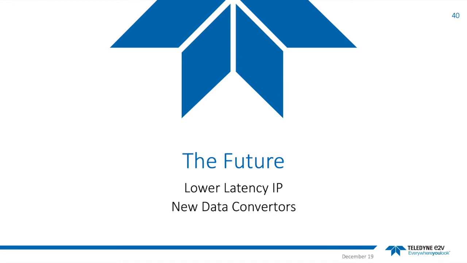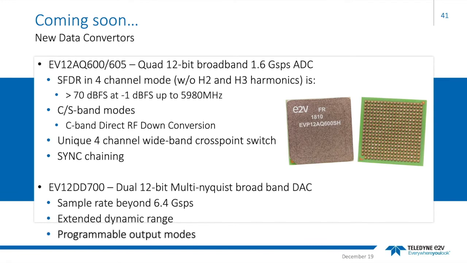So I'm nearing the end of this nuts and bolts review of applying ESIstream, and I'd like to take a moment to consider some of the ongoing development activity here at Teledyne E2V. In the data converters domain, I've talked quite a bit about the EV12AQ600 today. This is a quad 12-bit broadband converter. The part is now fully released.